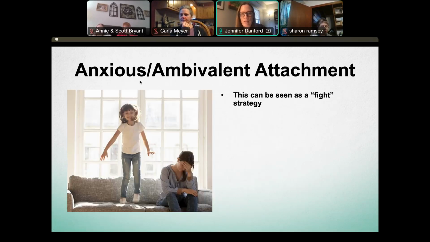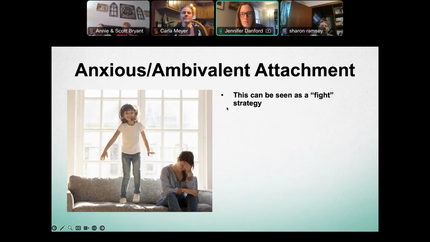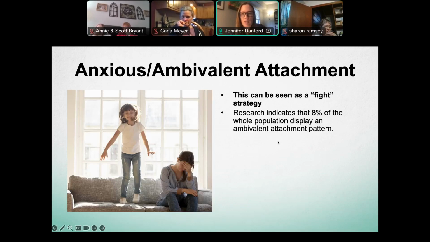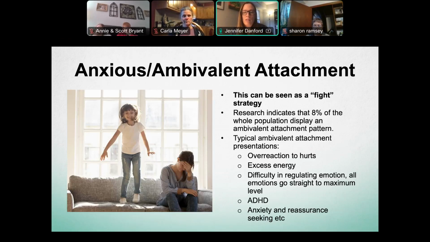So this is a fight strategy, obviously more loud. 8% of the population has this attachment pattern. But again, with these insecure attachment patterns, our foster kids have a larger number of them than the normal population. So some of the presentation would be they overreact to hurt. They're very sensitive to criticism. Lots of energy. They really struggle in regulating their emotion. All of their emotions go straight to maximum level. We might see ADHD, might see a lot of anxiety and reassurance seeking.